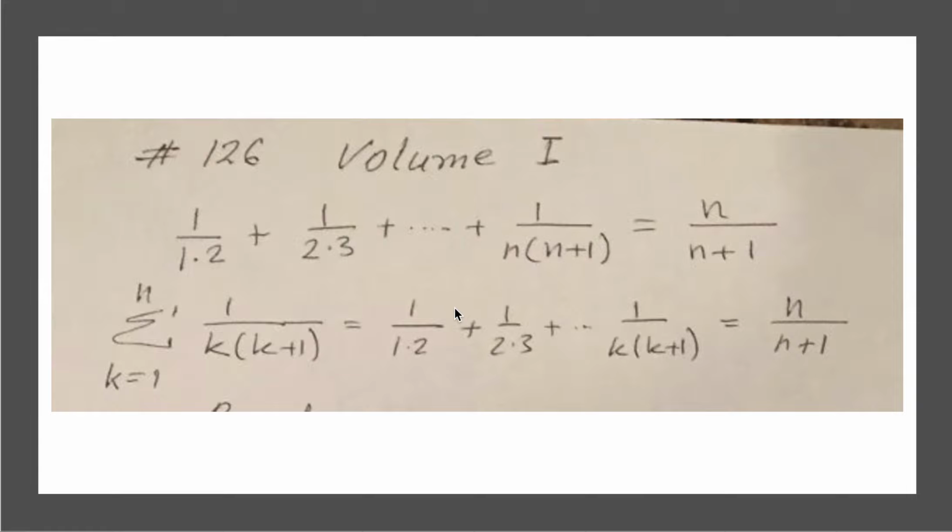So in other words, the left side we can write as a sum, k equal 1 to n, 1 over k times k plus 1, which is the same series in the same form, equal to n divided by n plus 1. So I'm just rewriting this series in a different form, and we want to prove: does this series hold? Is this true or false?